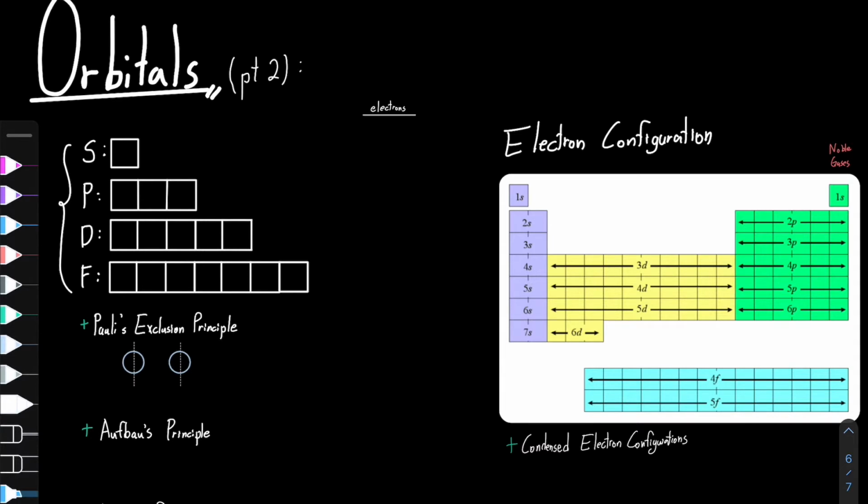First of all, S, P, D, and then F. And S had 1 space, as seen in this representation of a square. P has 3 spaces, D has 5 spaces, and F has 7 spaces. And the thing about orbitals is that they are a hard concept. It's a hard concept to grasp your mind around.